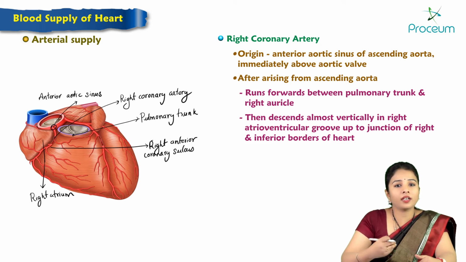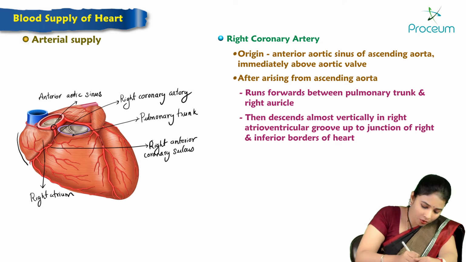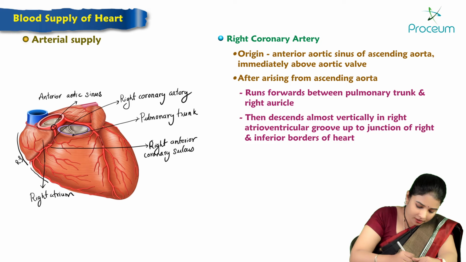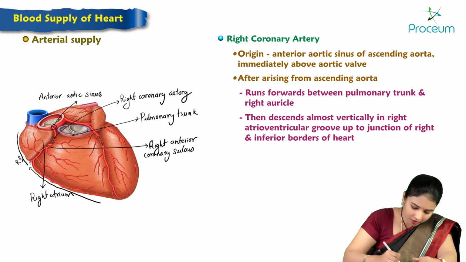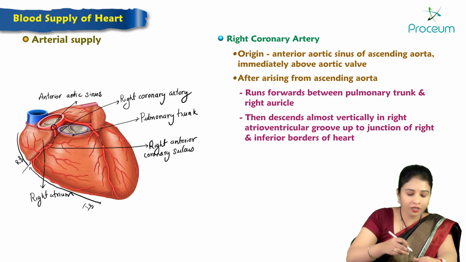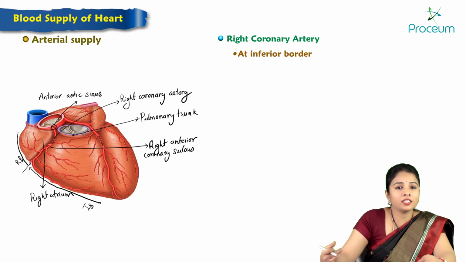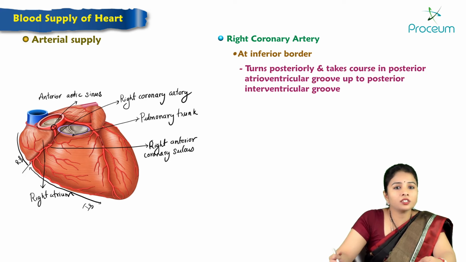So it runs in the right coronary sulcus, where it descends down towards the inferior border of the heart. Here is the right border of the heart, and from here it is considered as the inferior border of the heart. At the junction between the right border and the inferior border, we see this coronary artery winding round the inferior border. At the inferior border of the heart, it turns posteriorly to take its course in the posterior atrioventricular groove.